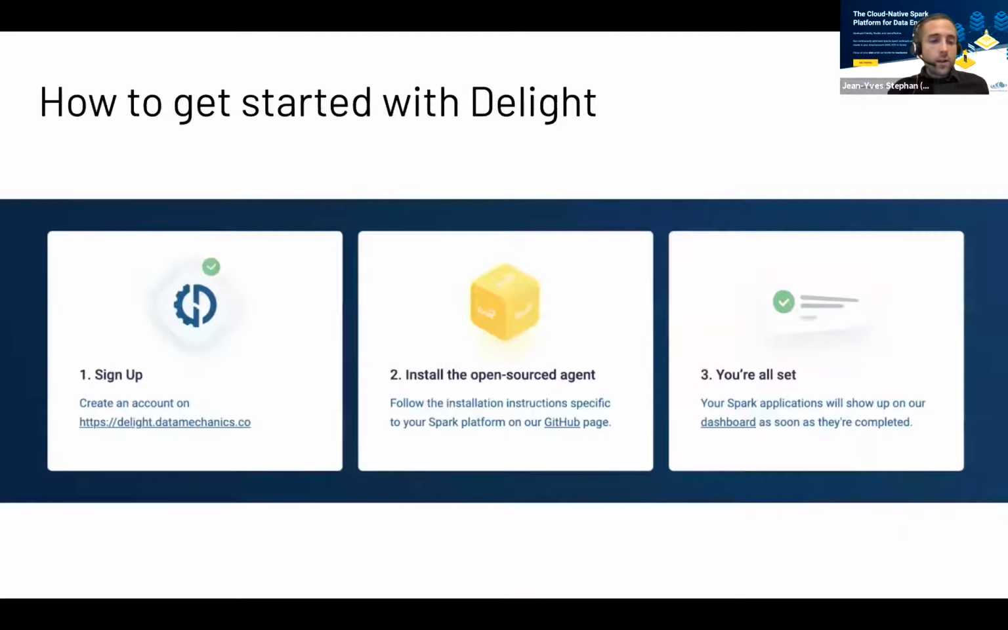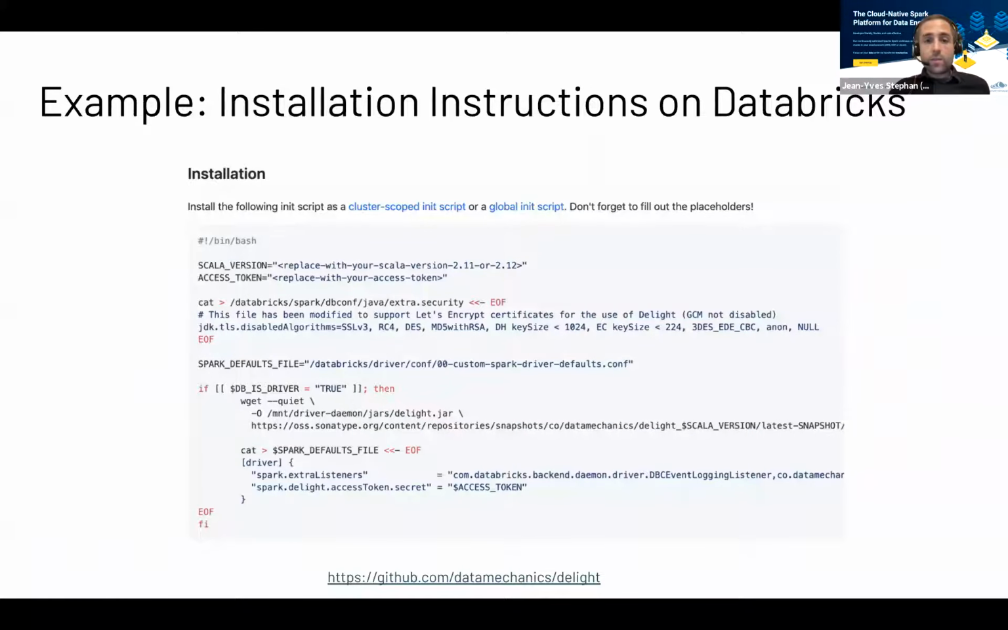So yeah, if you want to try it out, I'll say it again at the end, but basically it's easy. You just create an account on delight.datamechanics.co. You need that because when you create an account, you will also create a token that uniquely identifies you. And then you can install the open source agent. For this, there are specific installation instructions for each major platform. Really, we have it for almost all the platforms. And obviously, when you do that, you will be providing the API token that you created in step 1. And then basically that's it. As you run Spark applications, as soon as they're completed, they will show up on the dashboard.